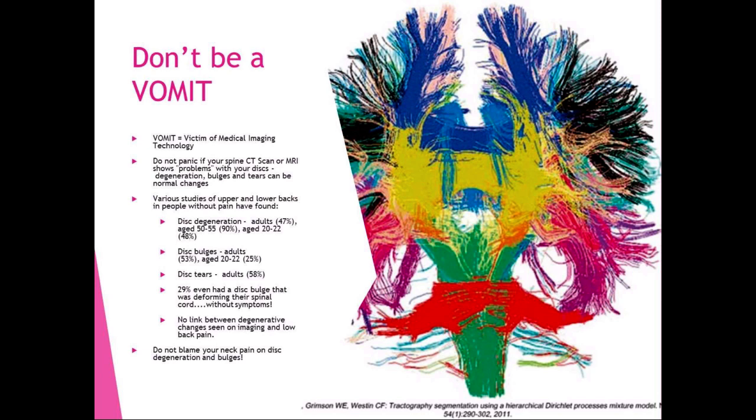Various studies of upper and lower backs in people without pain, this is people without pain, show 47% of adults age 50 to 55 have disc degeneration. In total, by age 50 to 55, 90% of us have disc degeneration. Age 20 to 22, 48%. So you can have disc degeneration without pain. 22% or 53% of adults have disc bulges. Aged 20 to 22, 25% of them have disc bulges. 58% of adults have disc tears. 29% even had a disc bulge that was deforming their spinal cord without having symptoms.